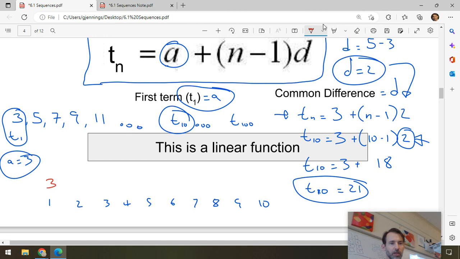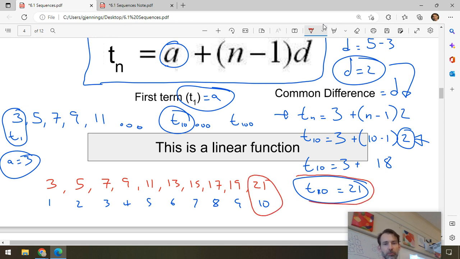My first term was 3. My next term was 5, and there's commas between them. The next one was 7. The next one was 9. The next one was 11. Let's add 2, 13. Let's add 2, 15. Let's add 2, 17. Let's add 2, 19. Let's add 2, 21. Okay, so there we get to T10 is 21.